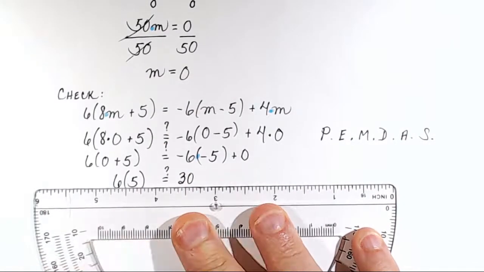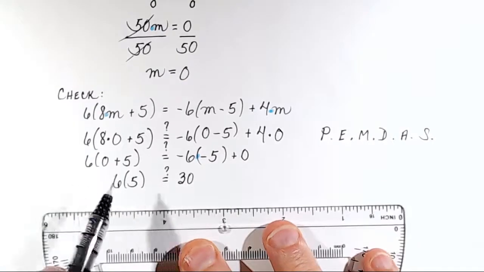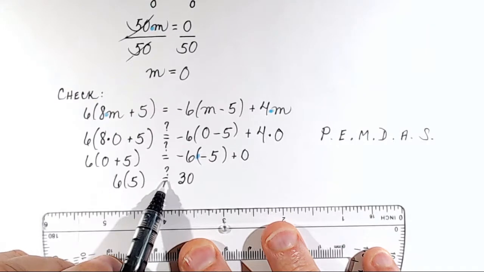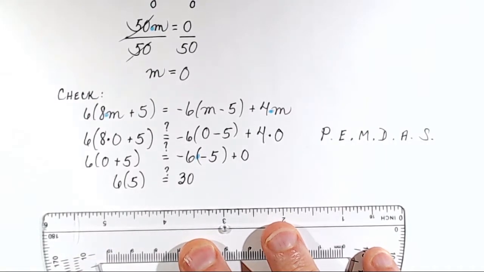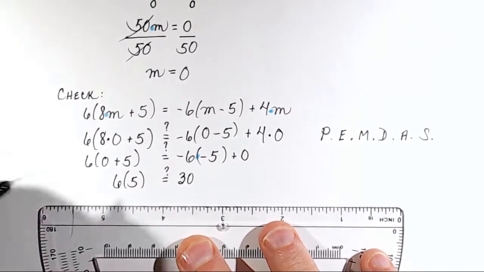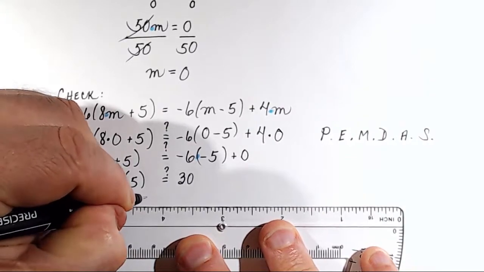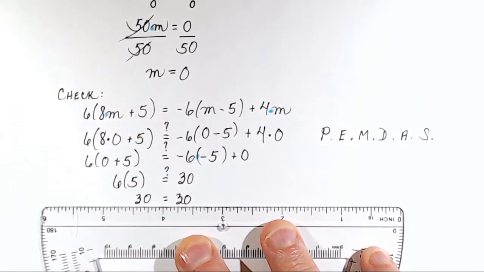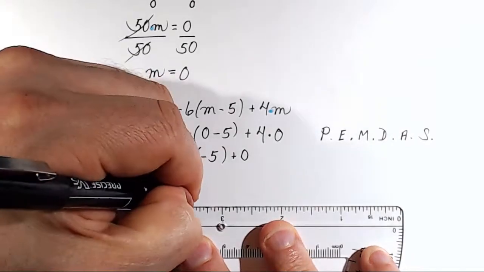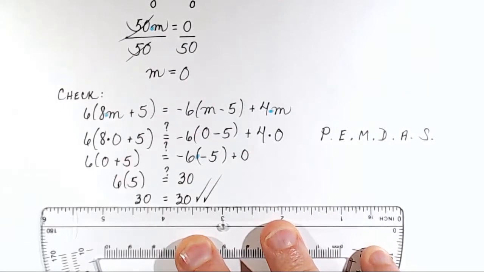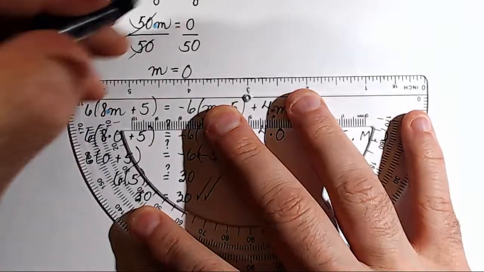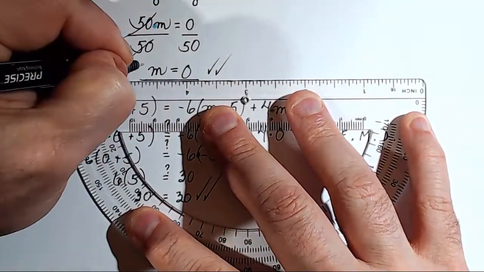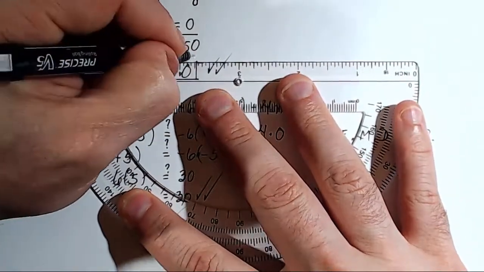We don't have to write plus 0. So now I have 6 times 5 is equal to 30, question mark. Does it? Well, 6 times 5 is 30, so I have 30 equals 30. No need for question marks there. Those two things equal one another. So we put 2 double checks, and then up here by the m equals 0, we put 2 double checks, and we put our answer in a box.